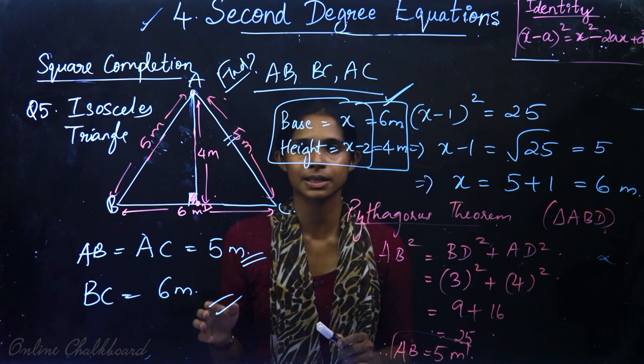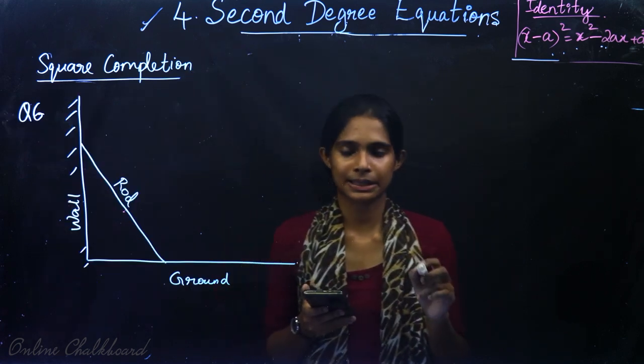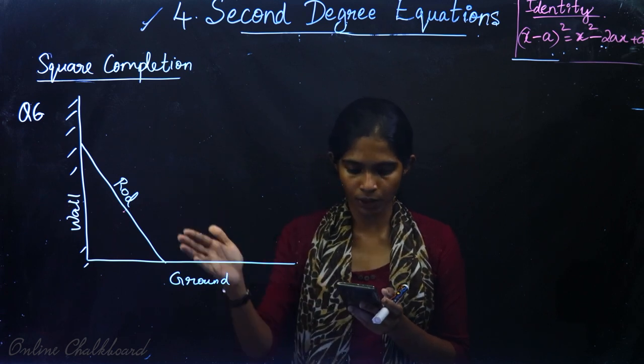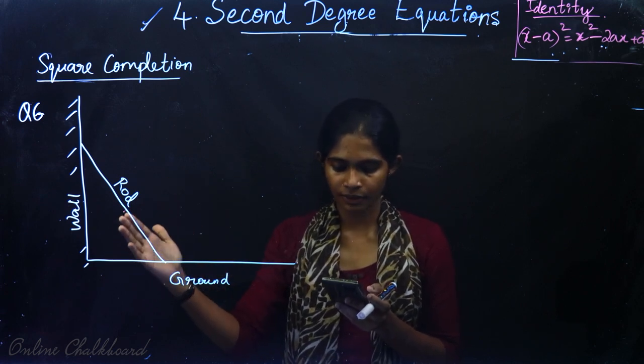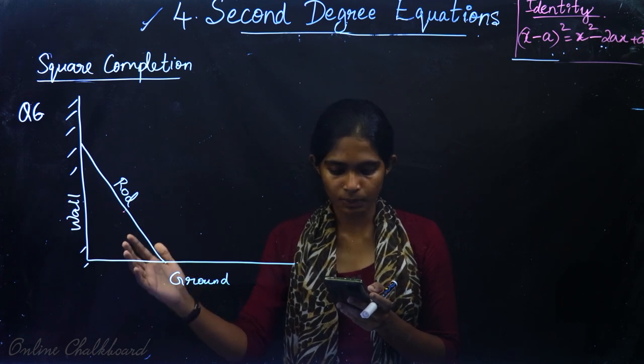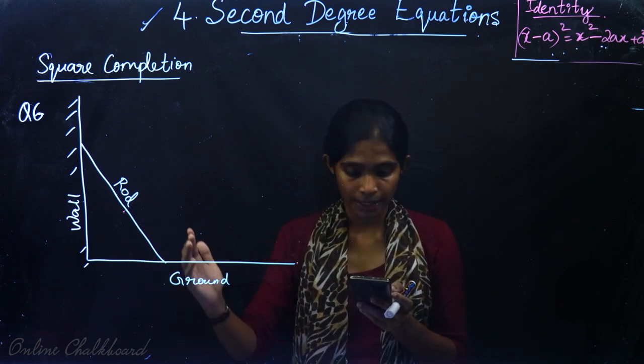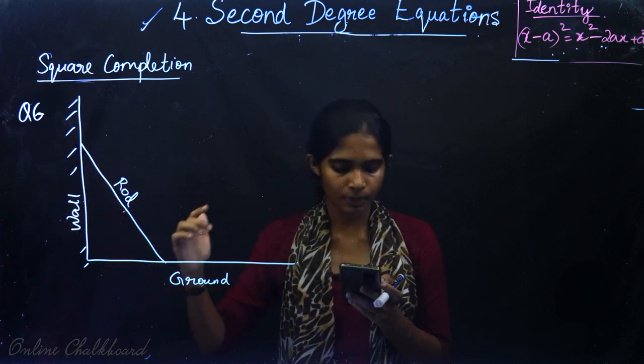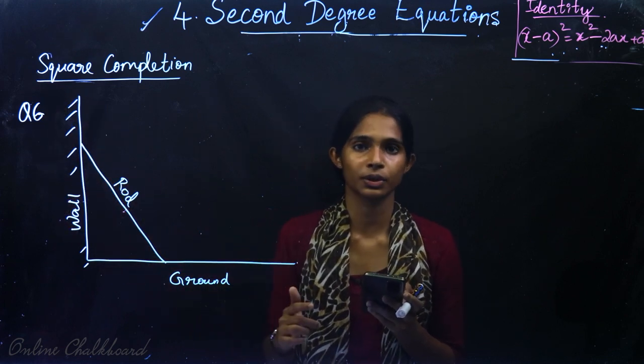Question number 6. A 2.6 meter long rod leans against a wall, its foot 1 meter from the wall. When the foot is moved a little away from the wall, its upper end slides the same length down. How much farther is the foot moved?